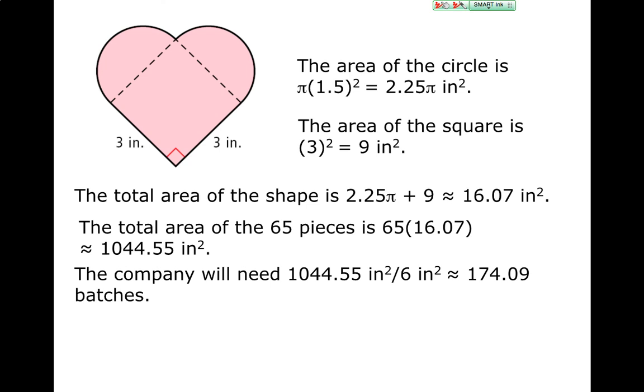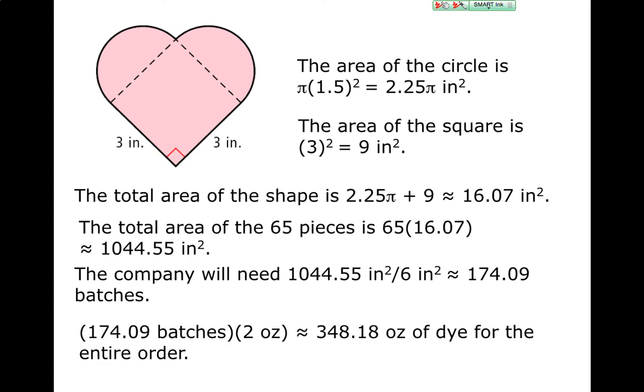A little over 174 batches, and we need 2 ounces for every batch that we're dyeing. So we need about 348.18 ounces of dye.